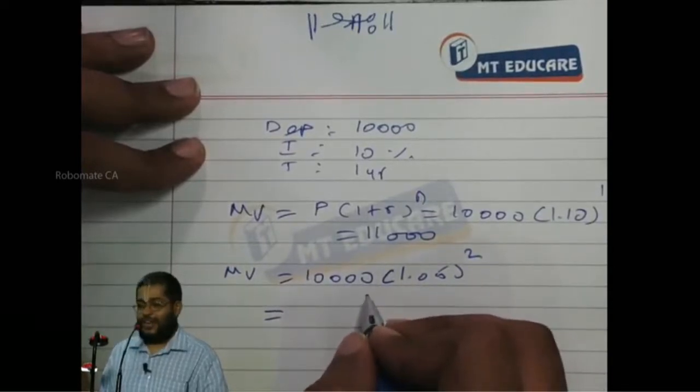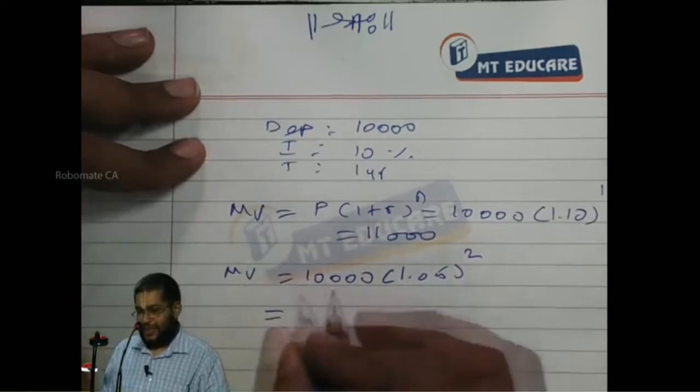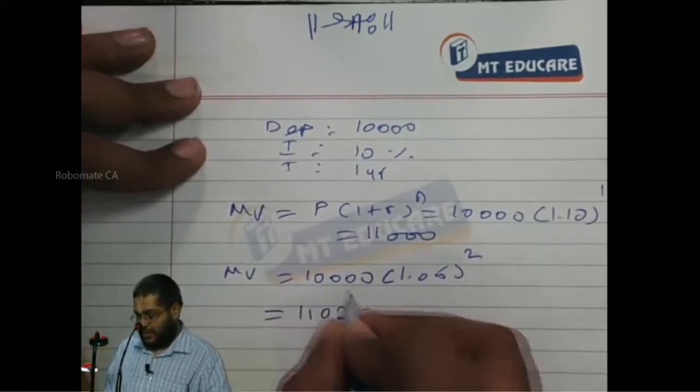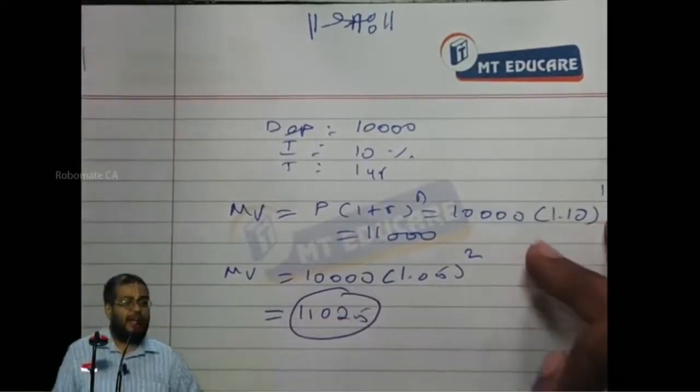1.05 into 1.05 into 10,000. What's the number? 11,000? 11,025. So the maturity value is 11,025.